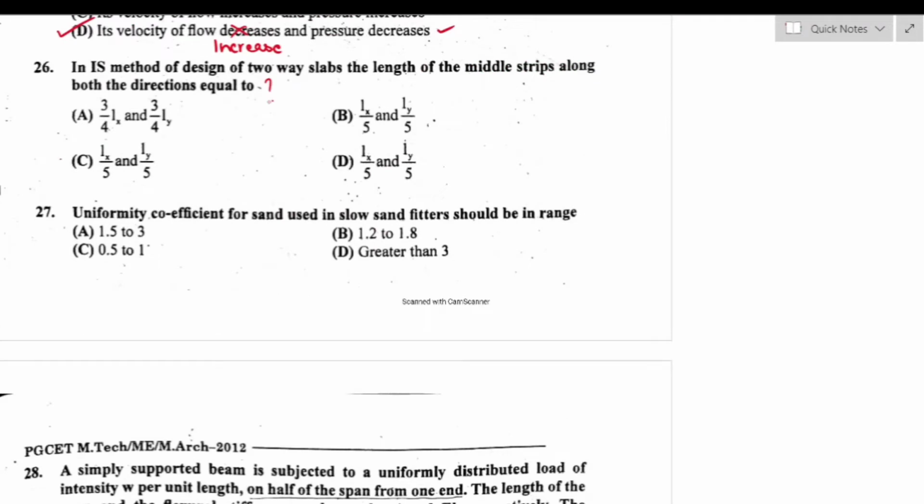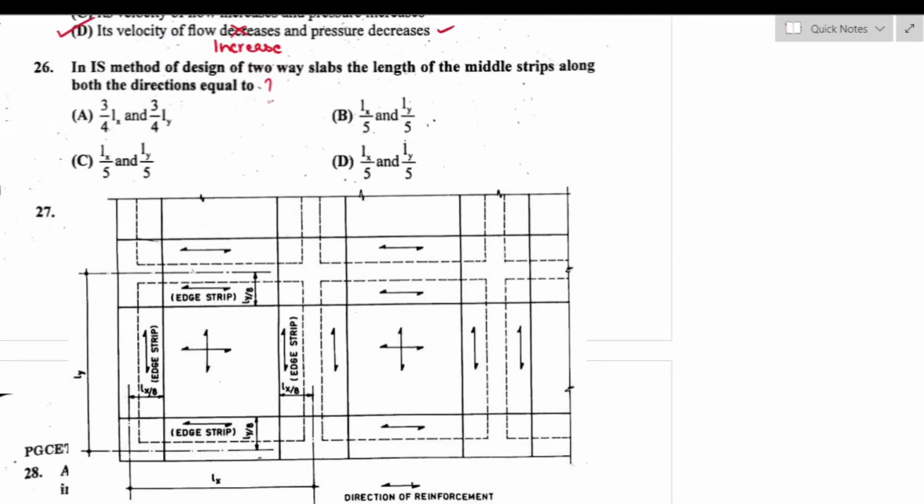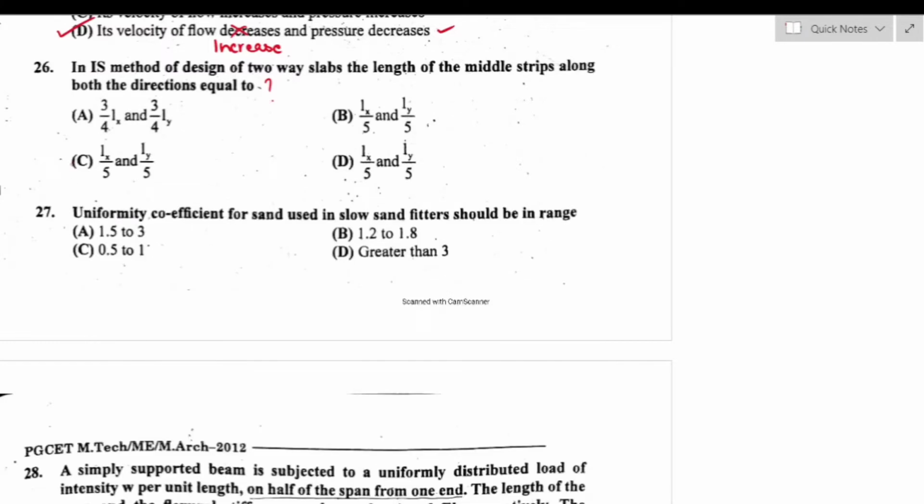Question number 26. In the IS method of design of two-way slab, the length of the middle strips along both directions is equal to. In the following figure you can observe a two-way slab which is divided into one middle strip and two edge strips. The middle strip is 3/4 of the respective length and the two edge strips are 1/8 of the respective length in either direction. So option A is the right answer.